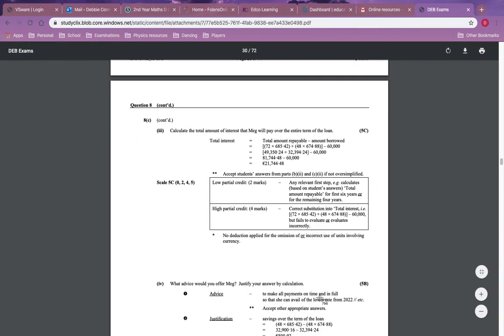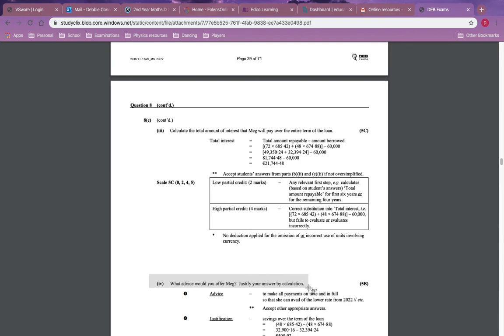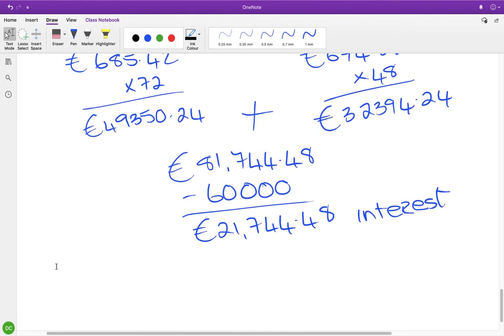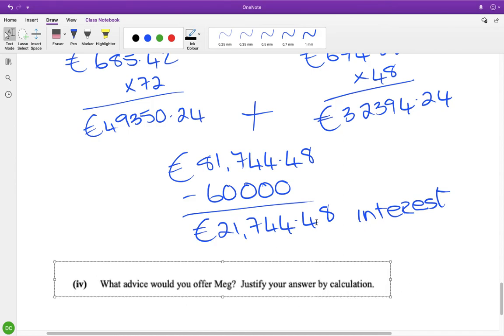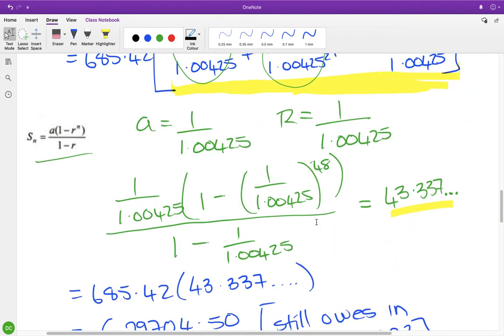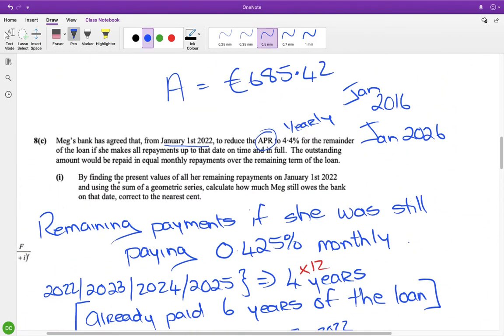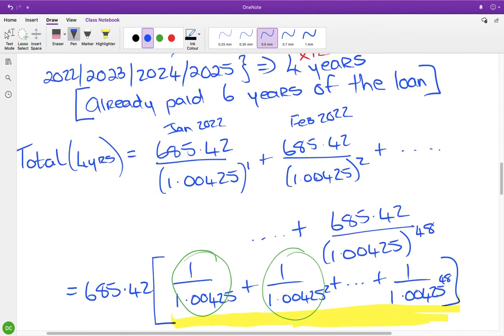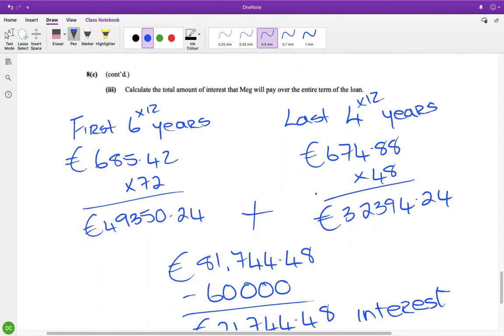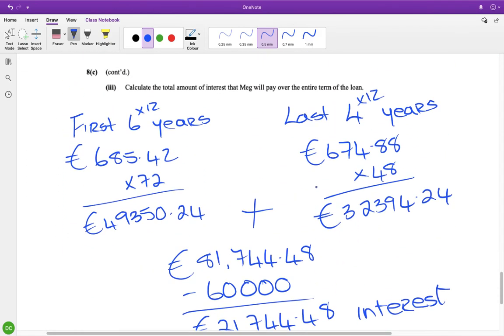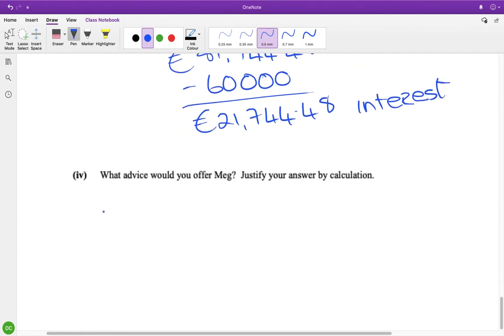Okay, and then what advice would you offer her? And justify your answer with calculations. So I don't think it was entirely clear what they were getting at here. I think I know what they mean. So where they offered her that lower rate up here, they said that they'd only give her the lower rate if she made all her repayments up to date, on time and in full. So obviously if she missed a payment at any point, she wasn't going to be able to avail of that different interest rate. So I basically just didn't split it. I just imagined she did the entire 10 years at the original interest rate.